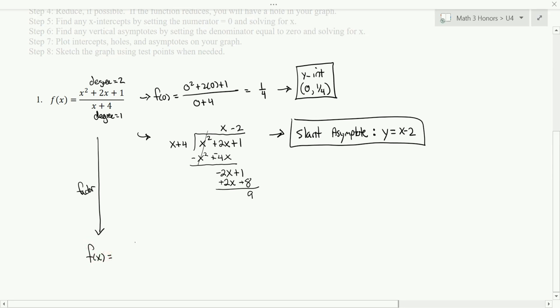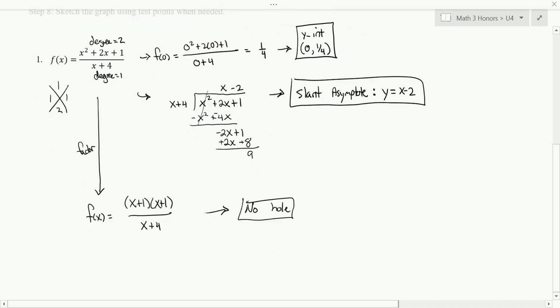And x squared plus 2x plus 1. We're looking for two numbers that multiply to 1, add to 2. So 1 and 1. And we can take the shortcut. So this is going to factor to x plus 1 times x plus 1, and over x plus 4. Check if it reduces. If it does, you have a hole. It doesn't reduce here, so no hole in the graph.